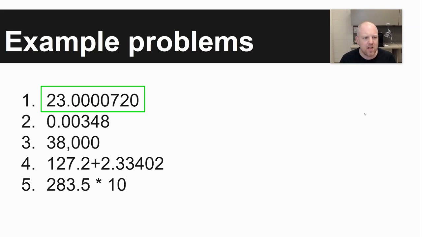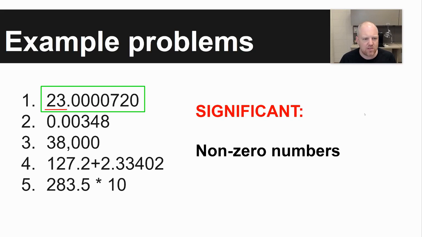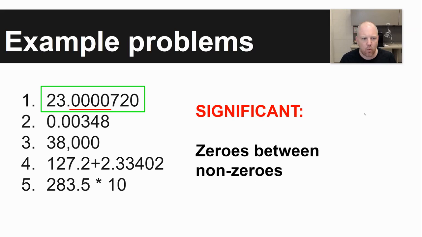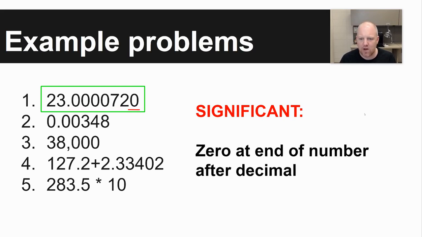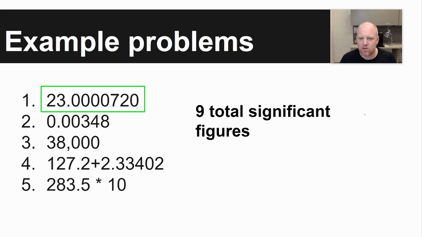The first example we have here is 23.0000720. To look at the numbers and break them into different pieces, the first numbers, the 2 and the 3, are significant because they're non-zeros. The 4 zeros are trapped between the 23 and the 72 in the center there. They're significant because they're trapped, if that makes any sense. 7 and 2 are both significant because they're non-zeros. And the 0 at the end, it's only there because you bothered to measure to that level of precision. And so you have a total of 9 significant figures in this problem.